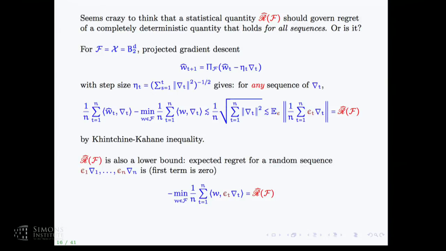And it's also clear that the expected empirical Rademacher would be a lower bound on this online linear optimization problem, because if you just present a coin flip times the nabla, then in expectation the first term is zero, obviously. And you get, well, there should be an expectation here over the epsilons. And that's exactly the empirical Rademacher, right? So that's also a lower bound. So up to a constant, for the L2, L2 geometry, that's the best you can do.